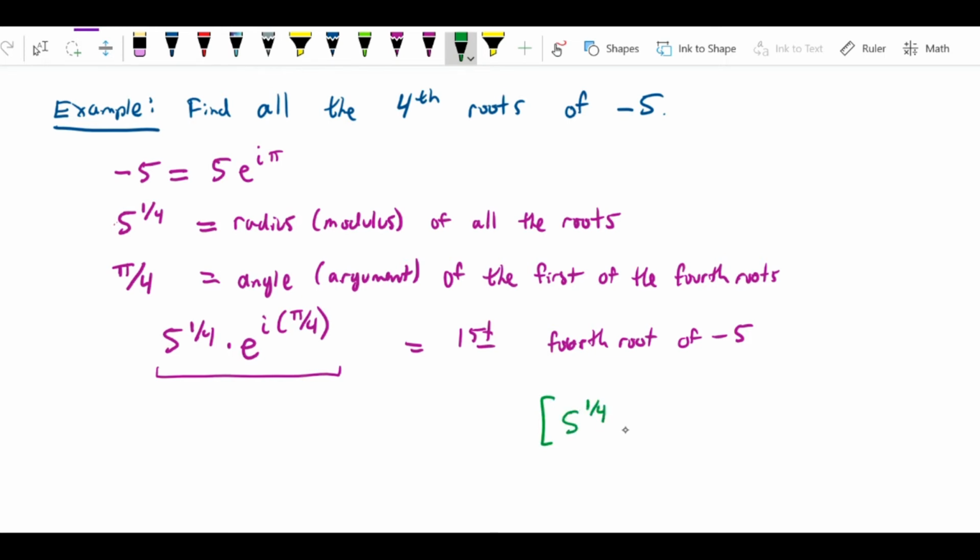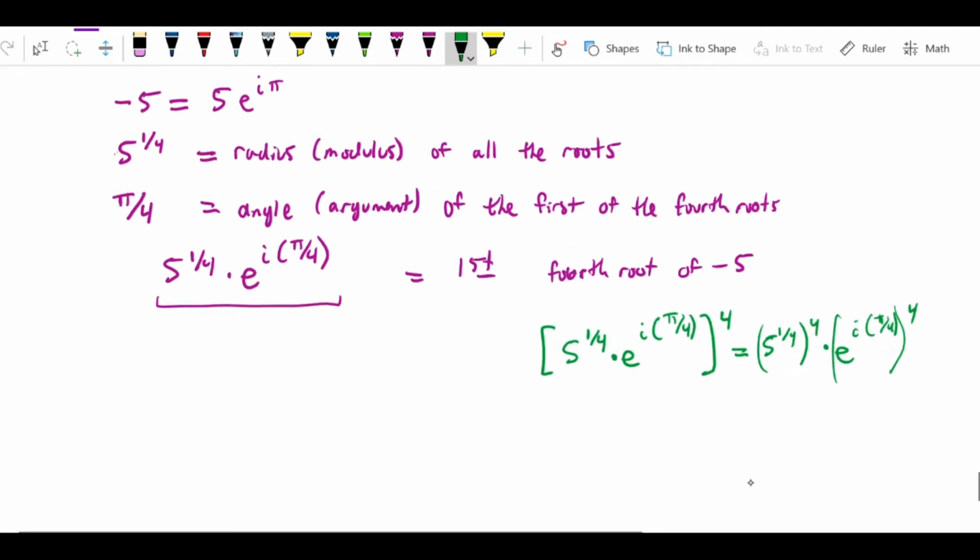5 to the 1/4 times e to the I pi over 4. I'm going to raise this to the 4th power and see if I get negative 5. If I do, then that means that that was one of the roots. So that should equal 5 to the 1/4 to the 4 times e to the I pi over 4 to the 4.